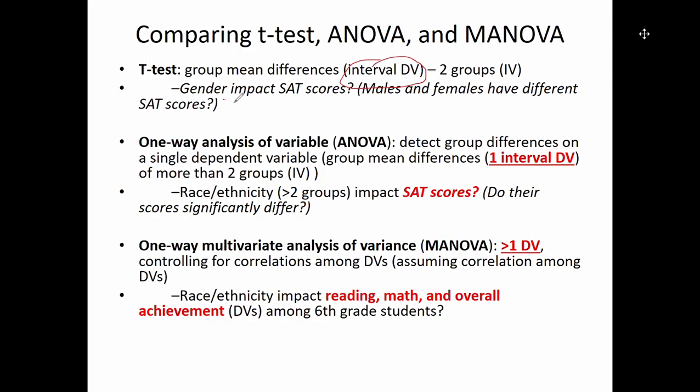And in one way ANOVA we extend the t-test. In what sense? In t-test we do have 2 groups only, but in ANOVA we have more than 2 groups. And remember, in t-test, ANOVA and MANOVA, we always have DV and IV, dependent variable and independent variable, variabel terikat dan variabel bebas.